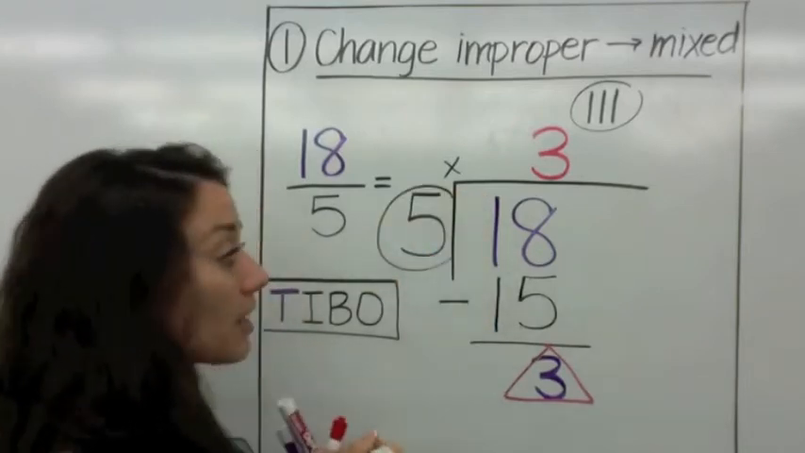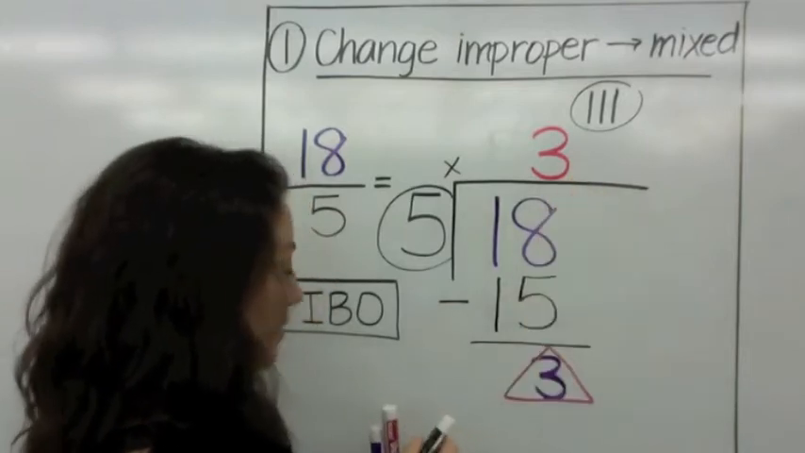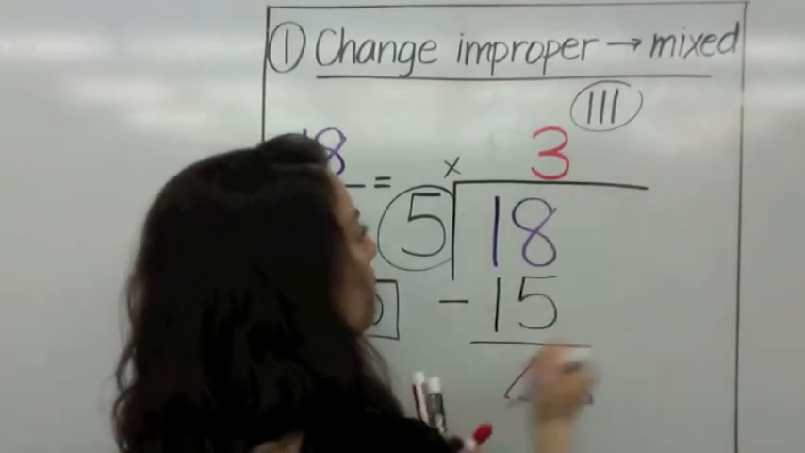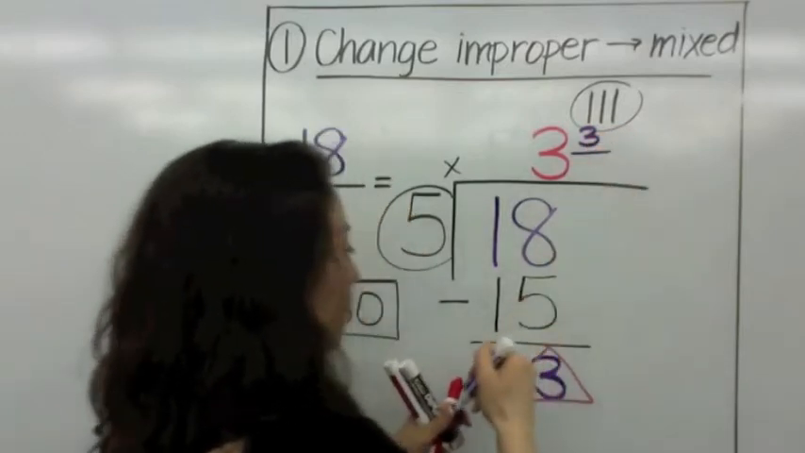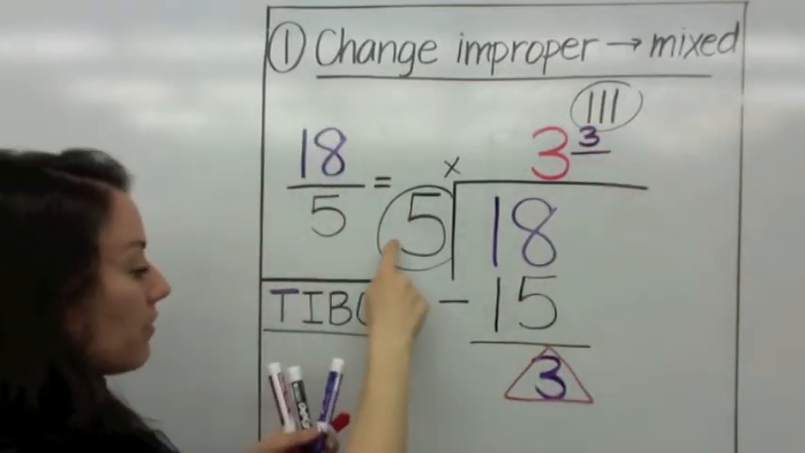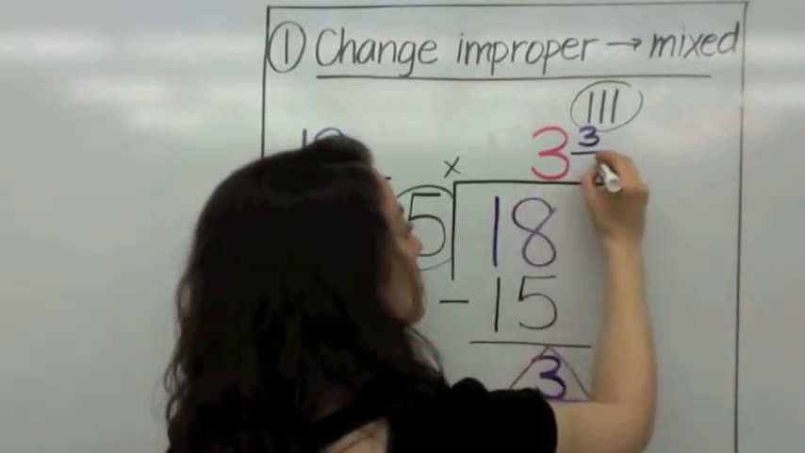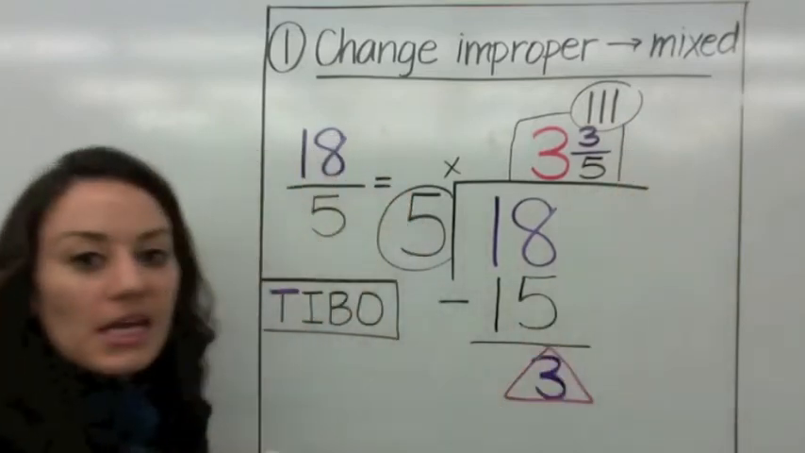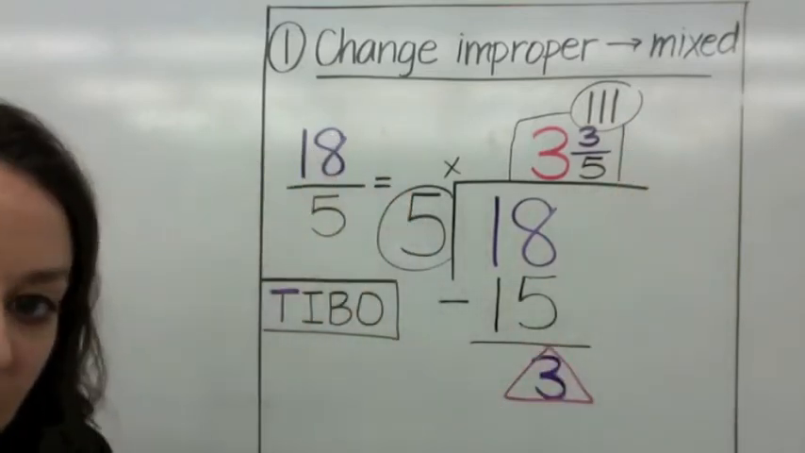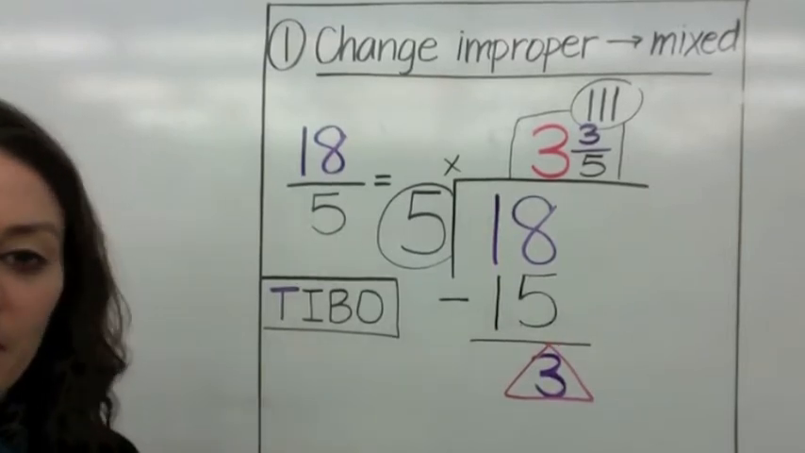Now, this is a fraction. The top number is 3. That's going to be the top number. So we have 3 left over out of how many pieces? What are we dividing by? The bottom number becomes the denominator. So our answer is 3 3/5. What's the answer? 3 3/5. Very good.